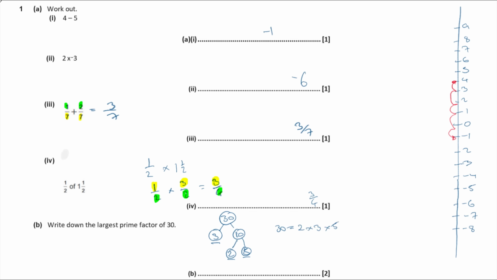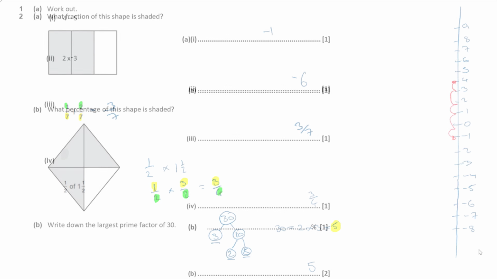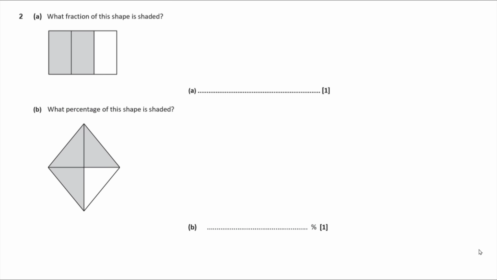So the largest prime factor is going to be that 5 on the end there then, isn't it? So it's going to be 5. Question 2A, what fraction of the shape is shaded?